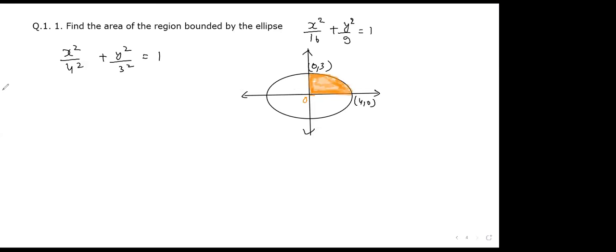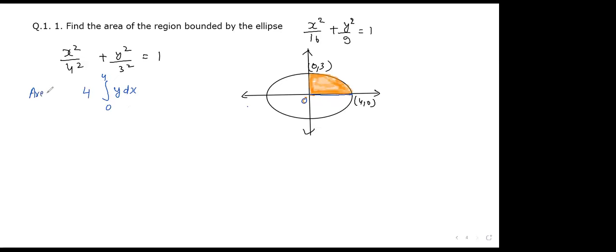We take y dx. If we are taking limits on the x-axis, then we have to take y dx as the area, with limits from 0 to 4. Why 0 to 4? Because it is on the x-axis, from the origin 0 to this point 4.